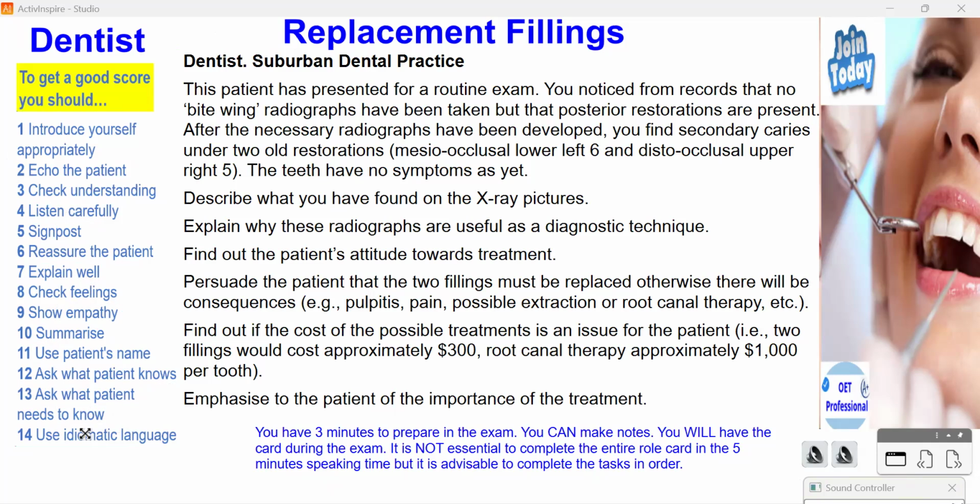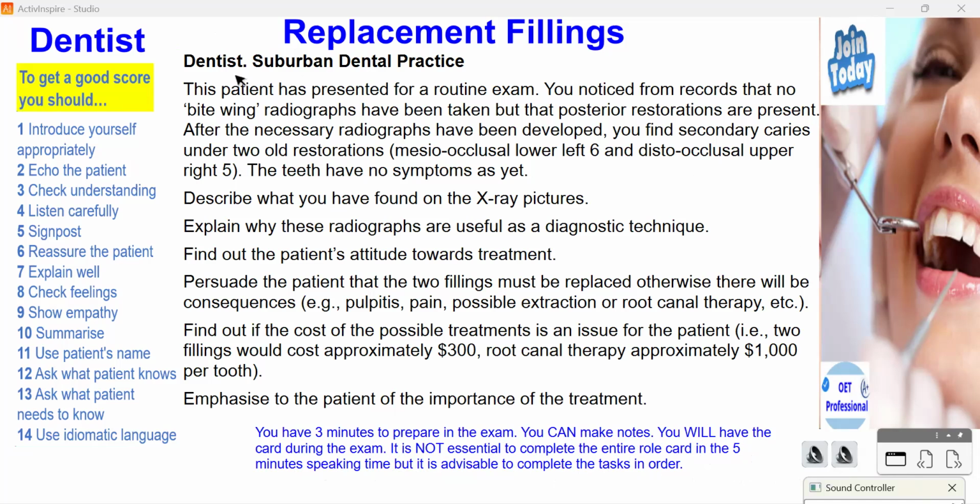14. Use idiomatic language. You have 3 minutes to prepare in the exam. You can make notes. You will have the card during the exam. It is not essential to complete the entire roll card in the 5-minute speaking time, but it is advisable to complete the tasks in order.